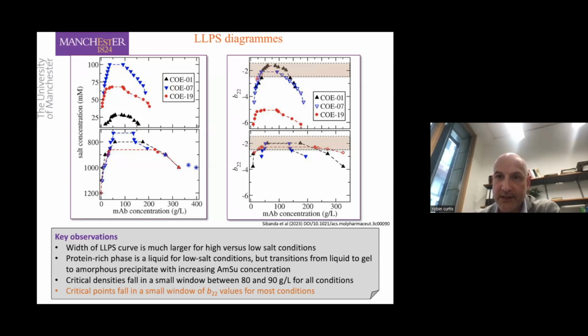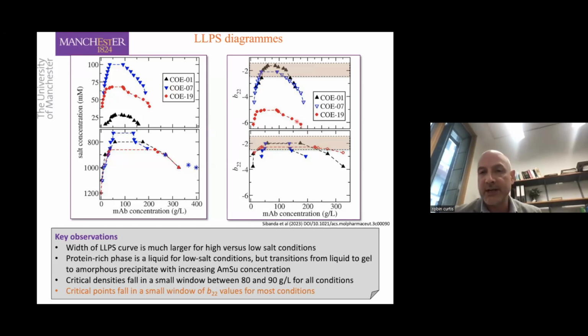In some cases, we had to extrapolate the values. But the important point here is that we found that the phase separation does occur in a small window of the B22 values around -2 for almost all the systems except for COE19. And with COE19, you do have very strong anisotropic or highly directional interactions.